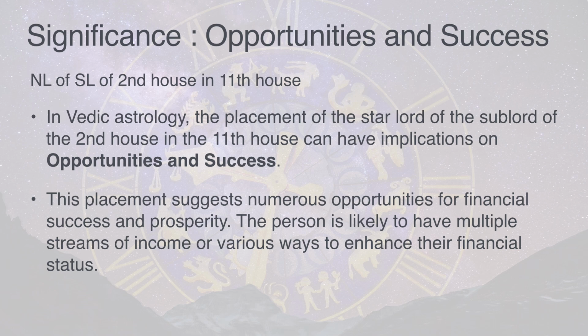In astrology, the placement of the star lord of the sublord of the second house in the 11th house can have implications on opportunities and success. This placement suggests numerous opportunities for financial success and prosperity. The person is likely to have multiple streams of income or various ways to enhance their financial status.